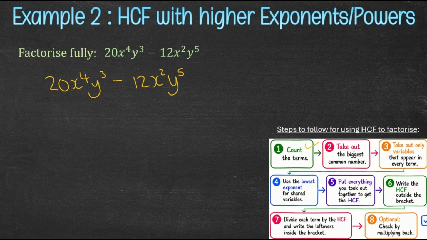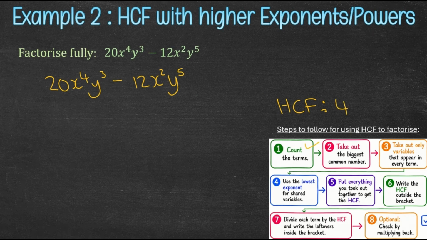Next up, we have to take out the biggest common number. Now, to find that, I have to look at the coefficients and the constant terms. And looking at this expression, I can see we have only coefficients, and they are this 20 and this negative 12. There are no constant terms in this expression. So we have to find the biggest common number that can be divided by this 20 and this negative 12 without a remainder. And that will form the number part of our HCF. Now, I know that the number part for our HCF is 4.